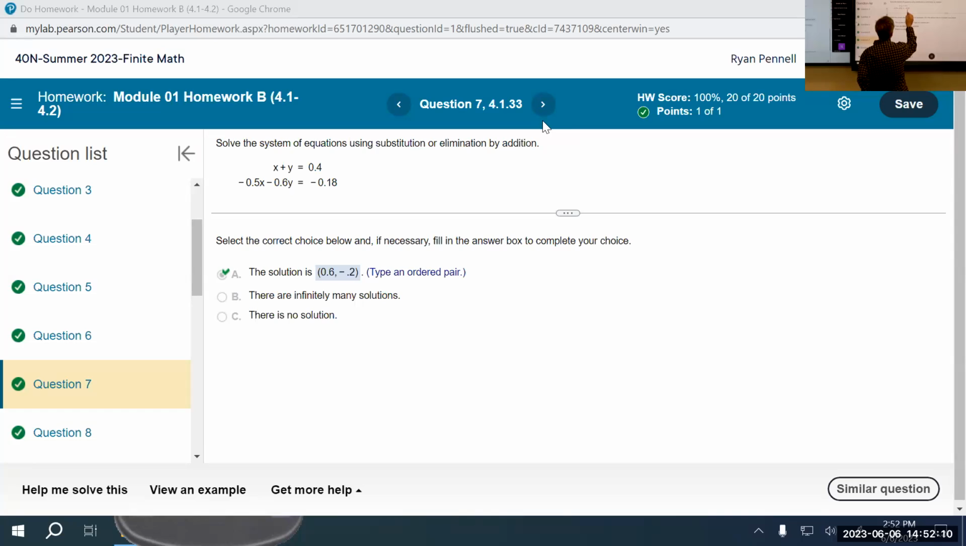I'm kind of looking at this one here. I want to move that so I don't have 0.18 or 1.8. I'd rather just deal with -18. So I think I'm going to multiply everybody by 100, and I think that will be easier for me to think about. So that would be -50x minus 60y equals -18. No more decimals.